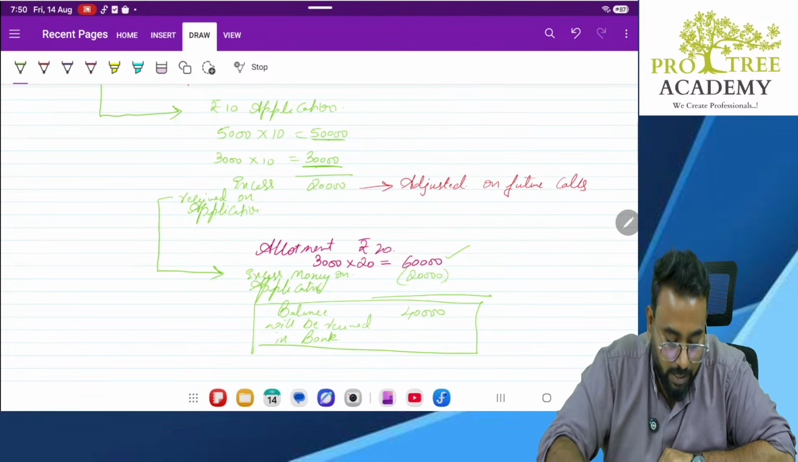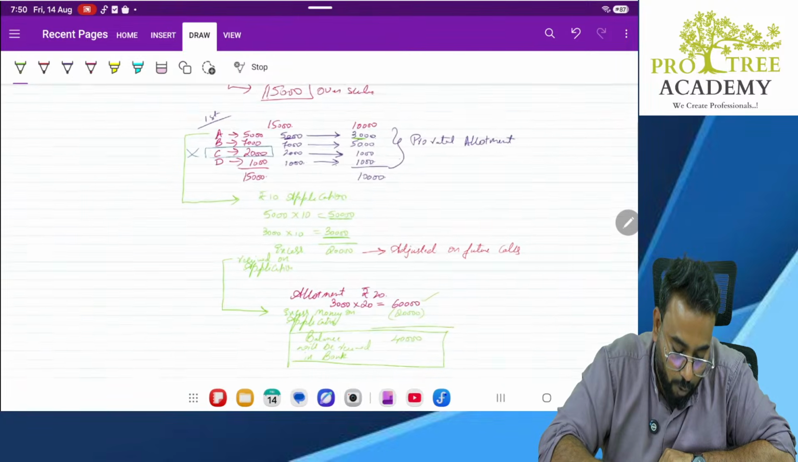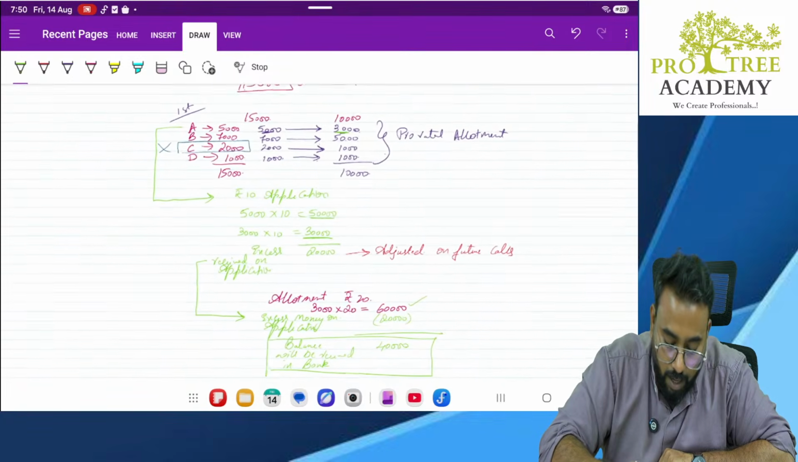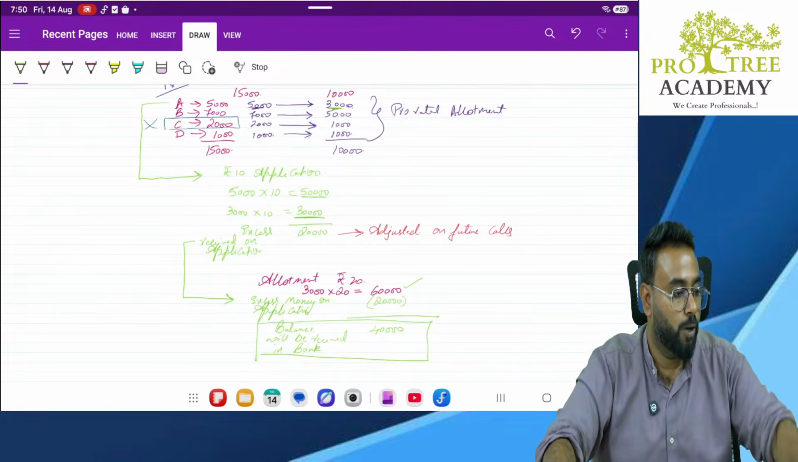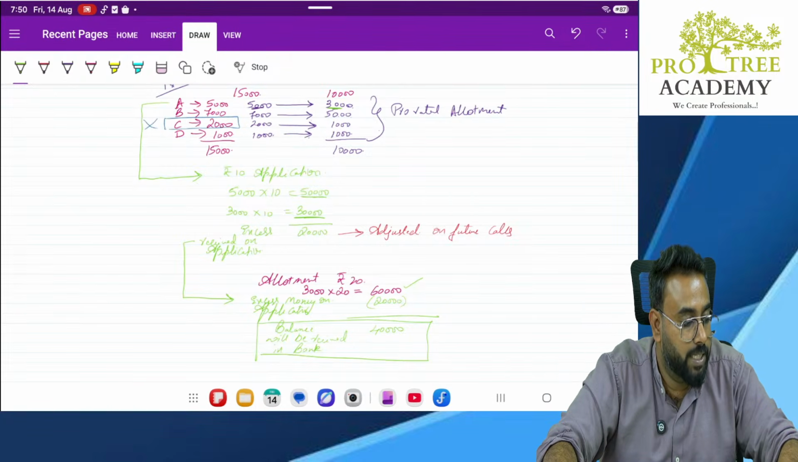Understanding? Yes. So this is the concept of pro rata allotment and this is the concept of adjustment. Please take the screenshot.